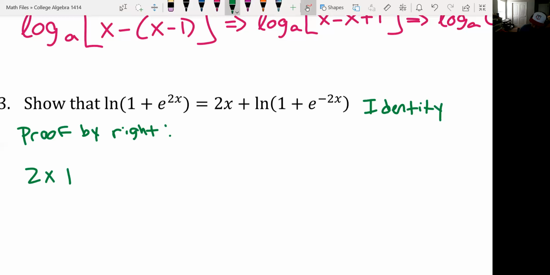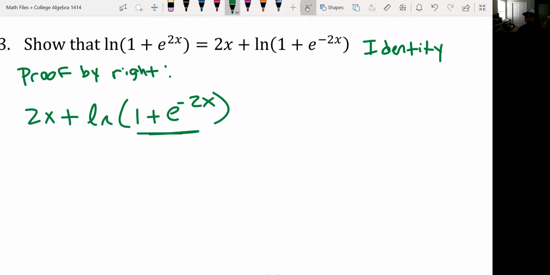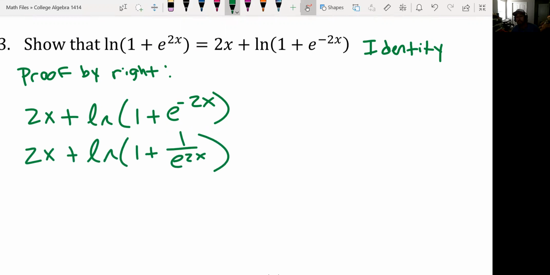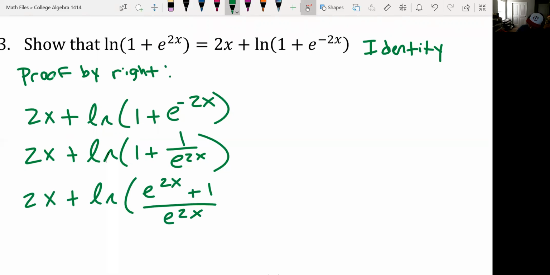So we start off with 2x plus the natural log of 1 plus e to the negative 2x. And we are going to fix this inside. And when I say fix that inside, we're just going to rewrite it using exponential properties. This becomes 1 plus 1 over e to the 2x. And then what we're going to do next is get a common denominator. You're going to put this 1 over 1 and multiply by e to the 2x. So that should give you 2x plus the natural log of e to the 2x plus 1 over e to the 2x.